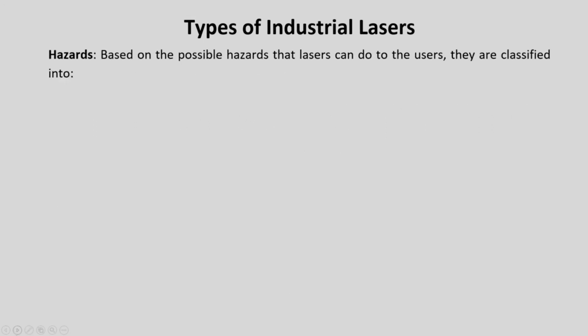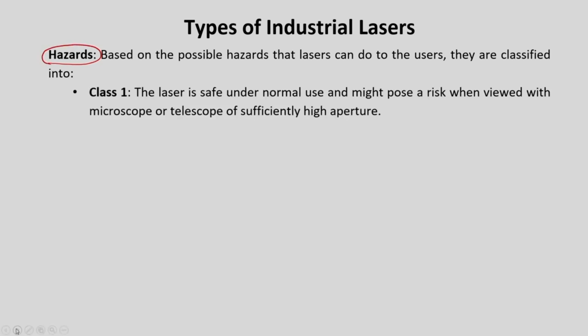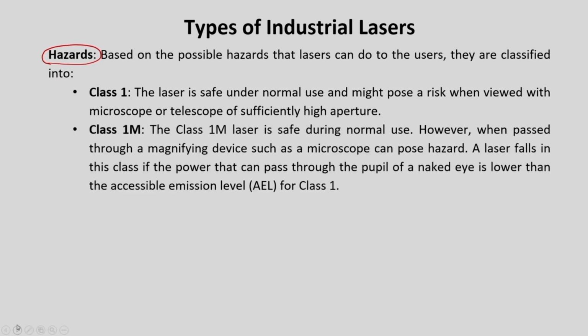Then there is another interesting classification, that is based upon the hazards. Lasers are to be operated very carefully. Based upon the hazards, there is a classification. The class 1 laser is safe under normal use, but it might have a risk when we view it with a microscope or telescope of sufficiently high aperture. So, these are the class 1 lasers. There is another class in 1 that we call class 1M.